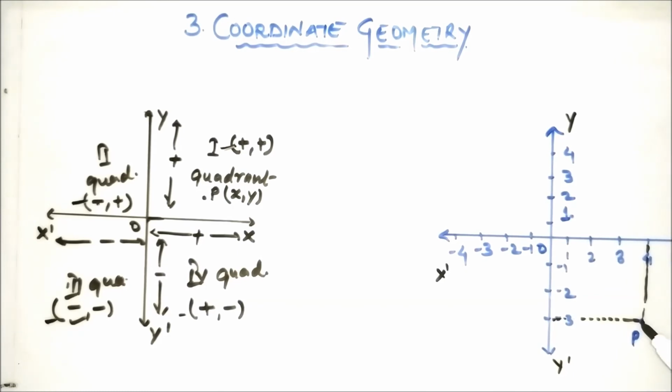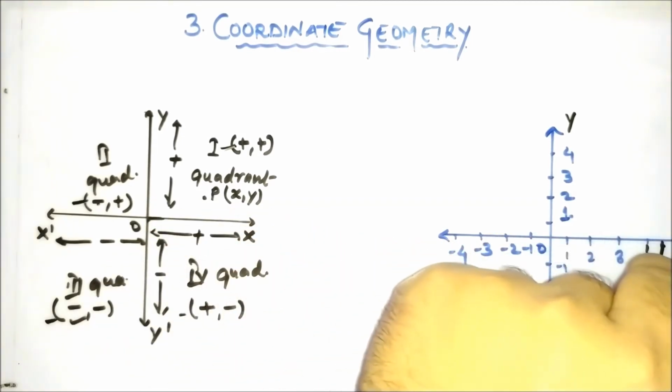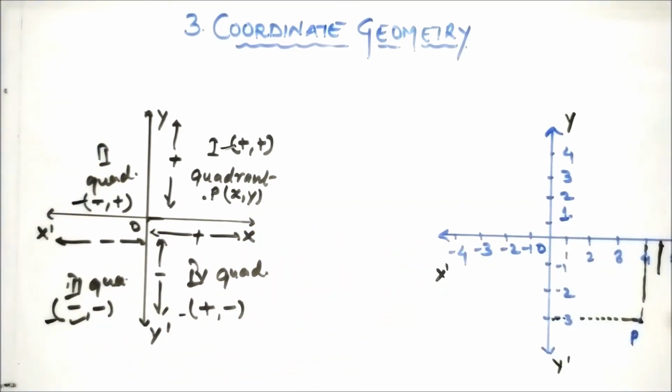If you see this distance, it is 3 units, but in the negative direction of the y-axis. And this distance is 4 units in the positive direction of the x-axis. So x will be 4, and the distance from the x-axis, that is y, will be -3.